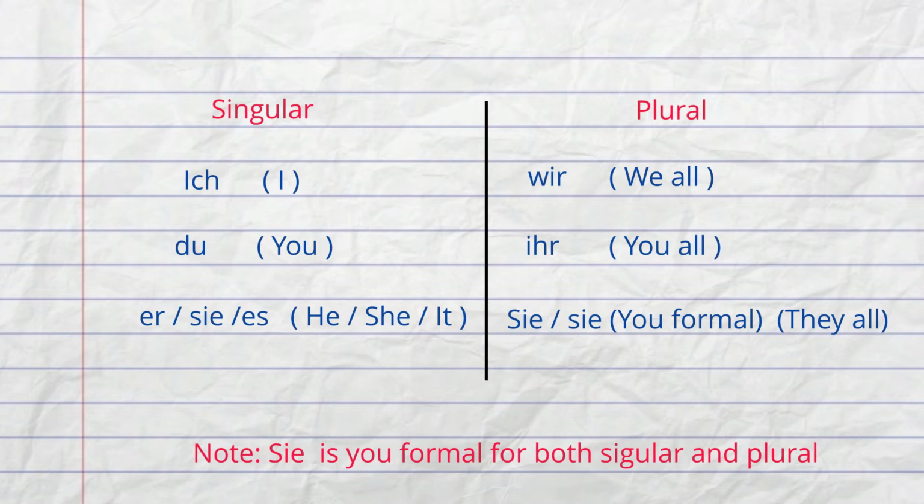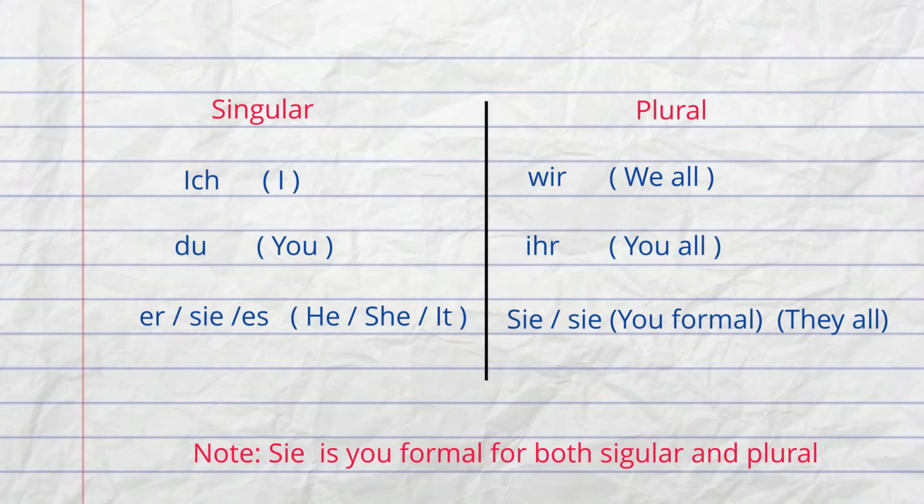Now, plural personal pronomen. Wir is we all. Ihr is you all. Sie with S capital letter is you formal. Sie with S small letter is they all.